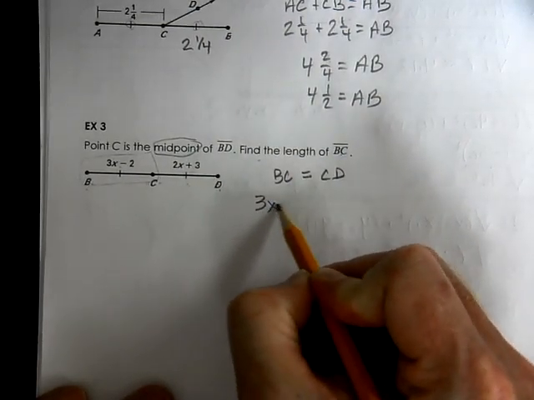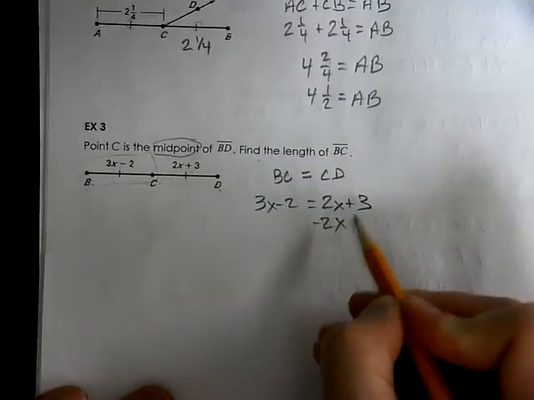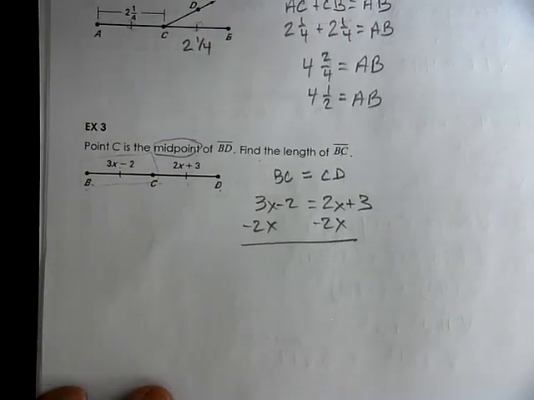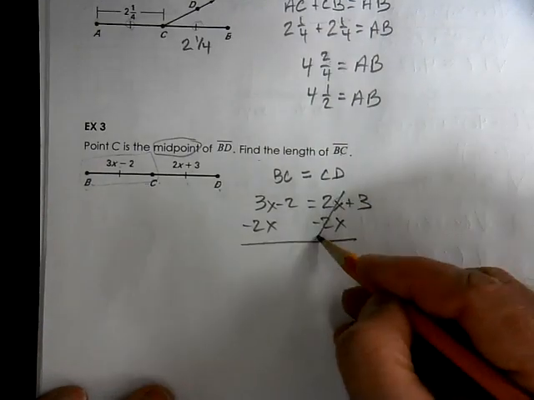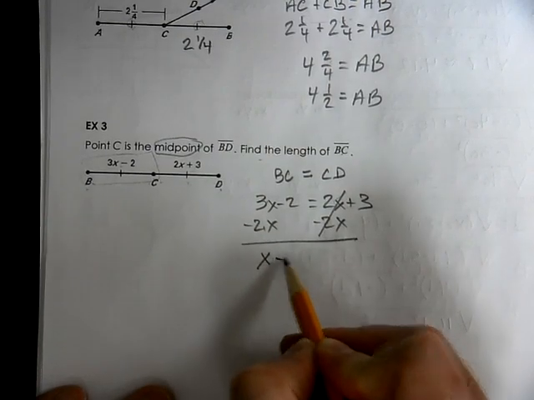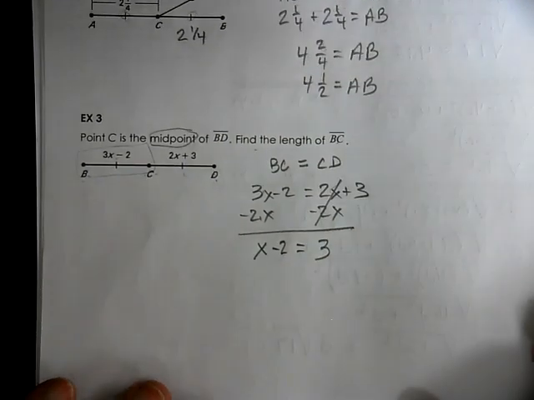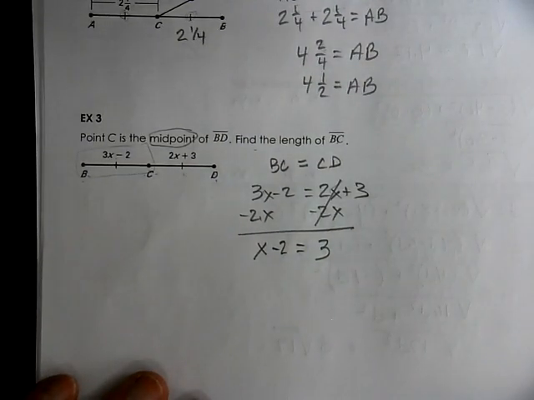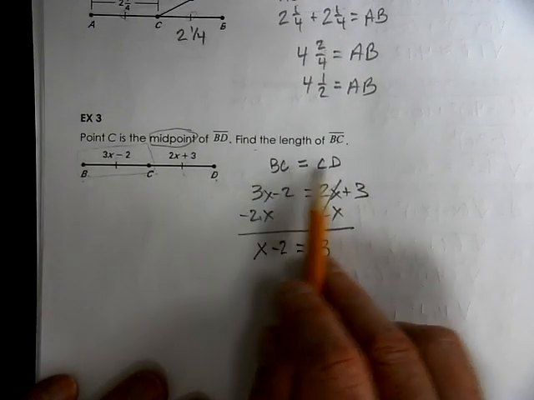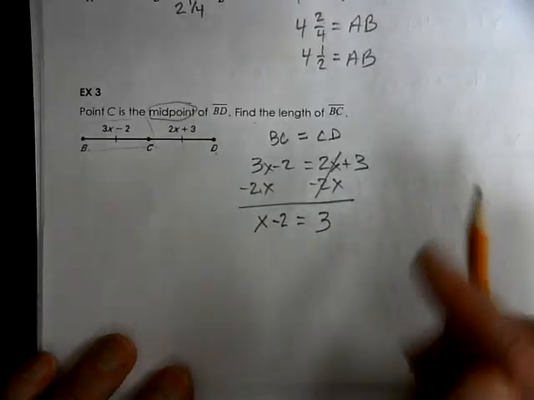So 3x minus 2 equals 2x plus 3. Subtract your 2x over. Reduce what you can. So now you have 1x, the negative 2, and the 3. This is the work I would expect to see, not just answers. I use my calculator. Not good enough. I want to see your letters, your numbers, and your algebra.